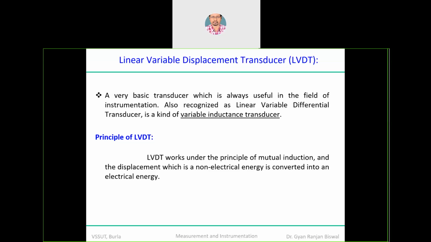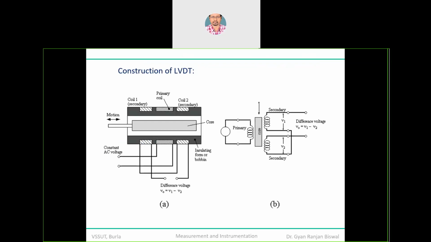The LVDT works under the principle of mutual induction, and thereby it is able to measure displacement. Remember, displacement is itself a physical form of data. It is not an electrical form of data, and then it is converted into electrical energy. So that's why this LVDT, linear variable differential transformer, can be used for the measurement of displacement. Let's see how it works.